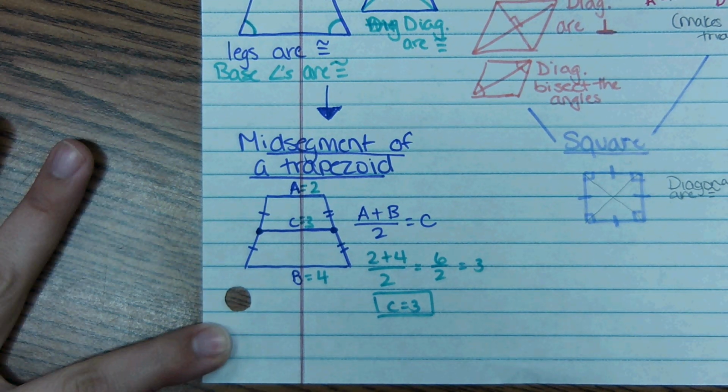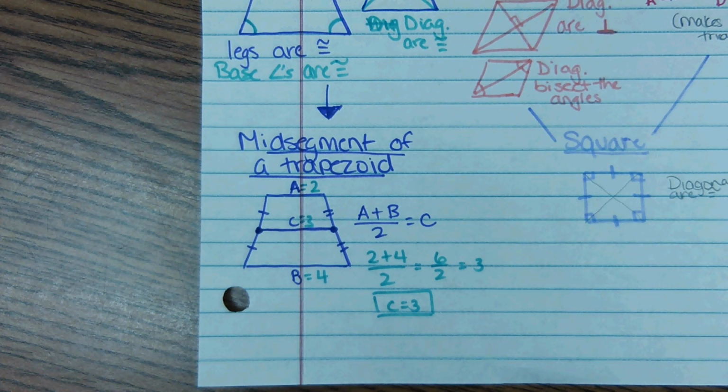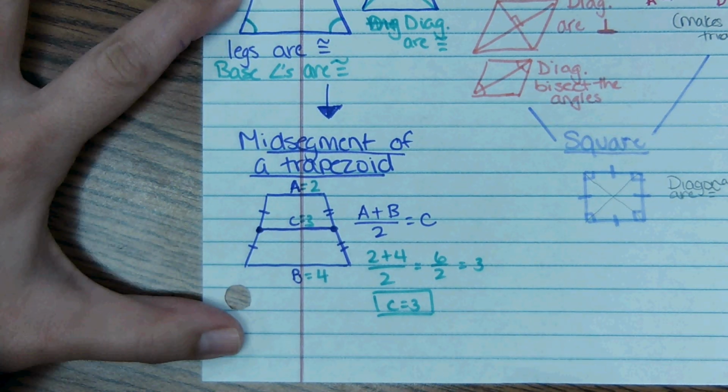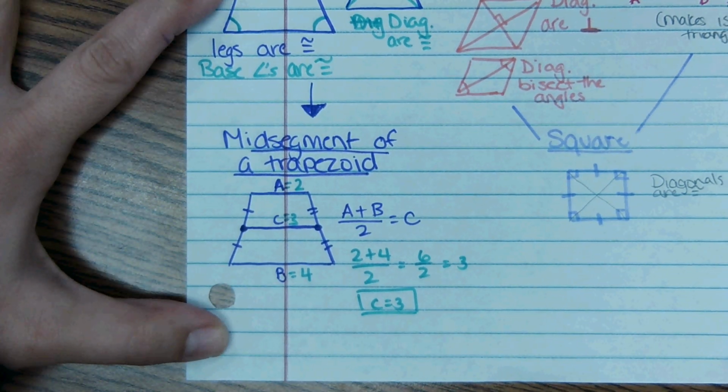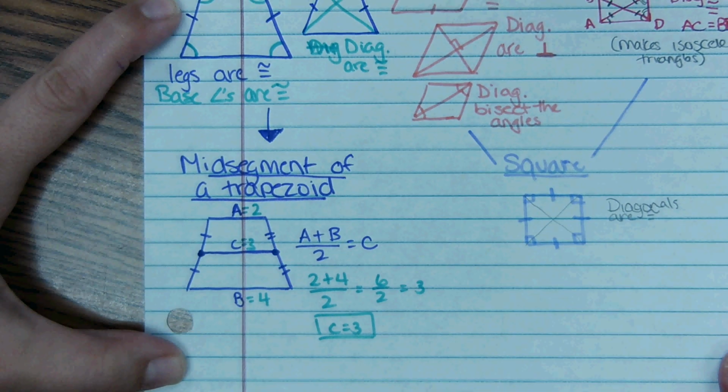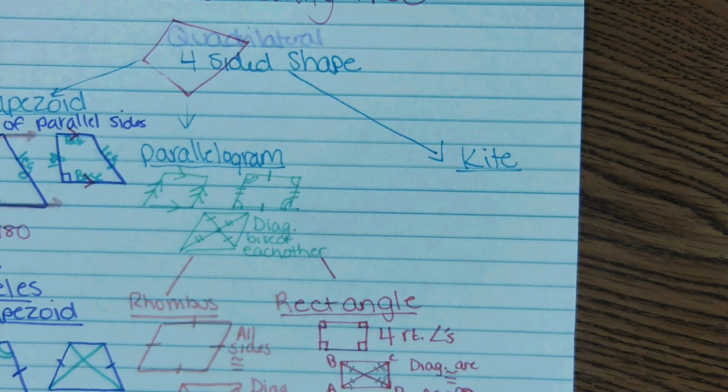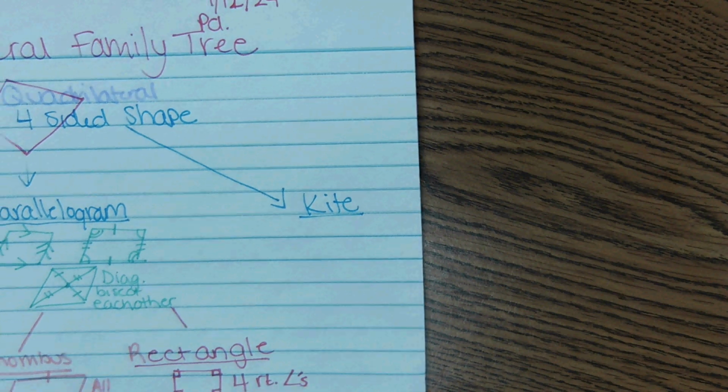Okay. Next, that's it for trapezoid. We're going to move over to kite now. So moving over, you ready for me to move? You're going to yell at me. Okay, kite. Over here.